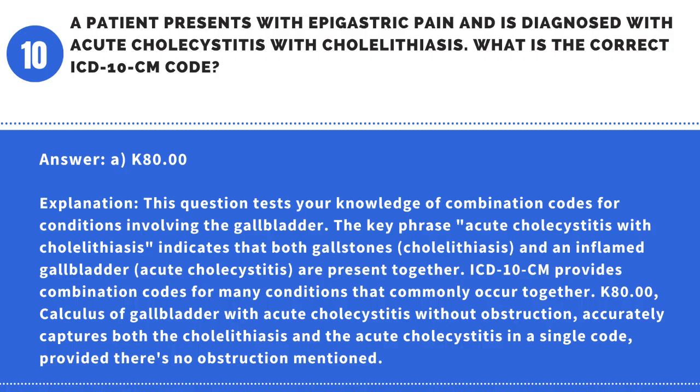K80.00. This question tests your knowledge of combination codes for conditions involving the gallbladder. The key phrase, acute cholecystitis with cholelithiasis, indicates that both gallstones, cholelithiasis, and an inflamed gallbladder, acute cholecystitis, are present together. ICD-10-CM provides combination codes for many conditions that commonly occur together. K80.00, calculus of gallbladder with acute cholecystitis without obstruction, accurately captures both the cholelithiasis and the acute cholecystitis in a single code, provided there's no obstruction mentioned.